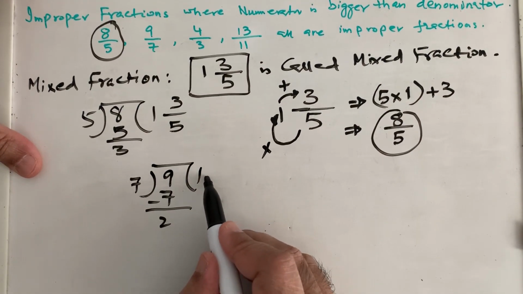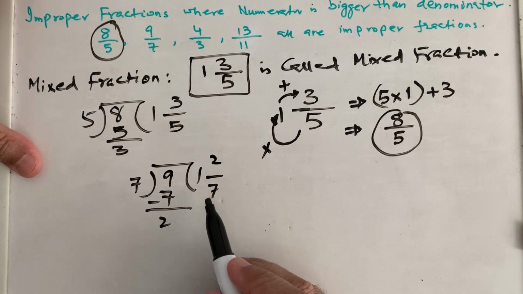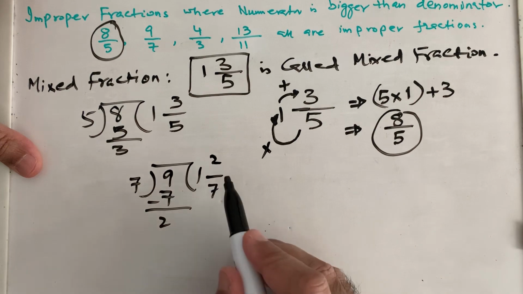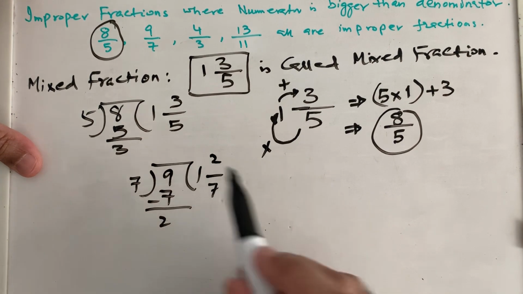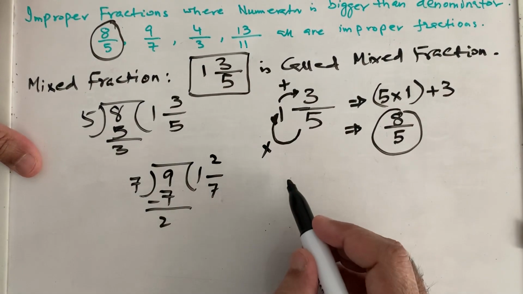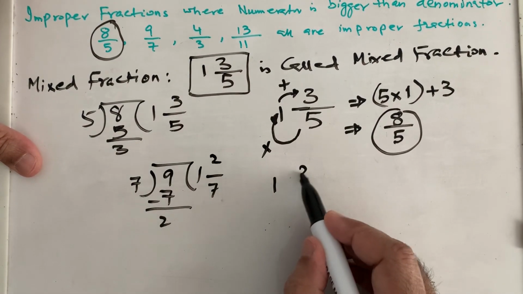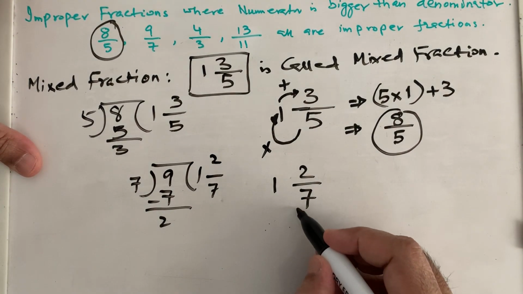So what we have is 1 and 2 by 7. So it's a mixed fraction. Now we want to convert this mixed fraction into an improper fraction. Again, back to this, right? So we will get this back, right? How? The procedure is 1 and 2 by 7. We write it again, and we repeat the way how to convert it.